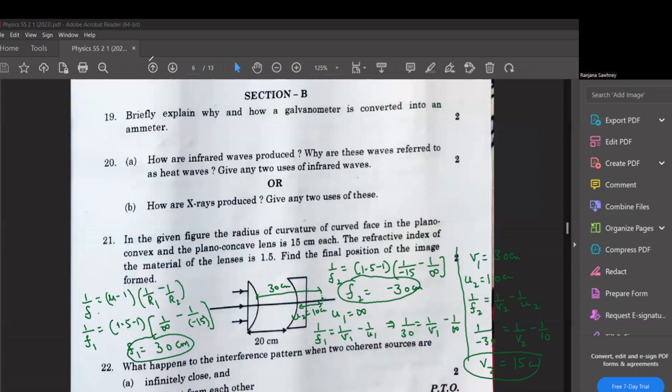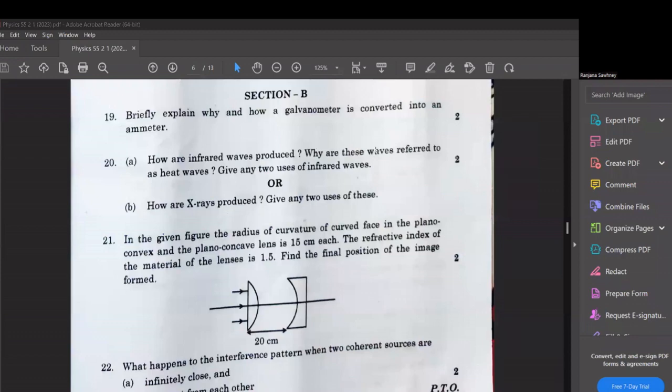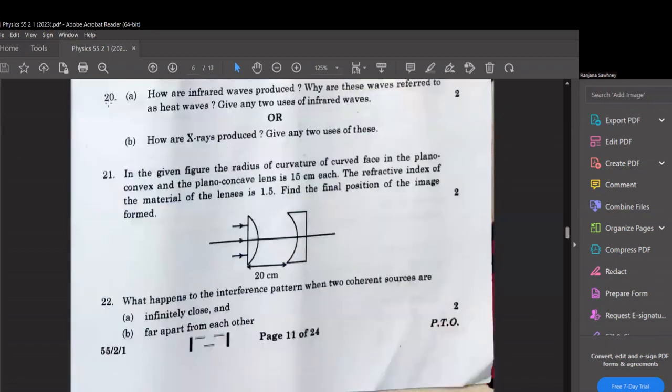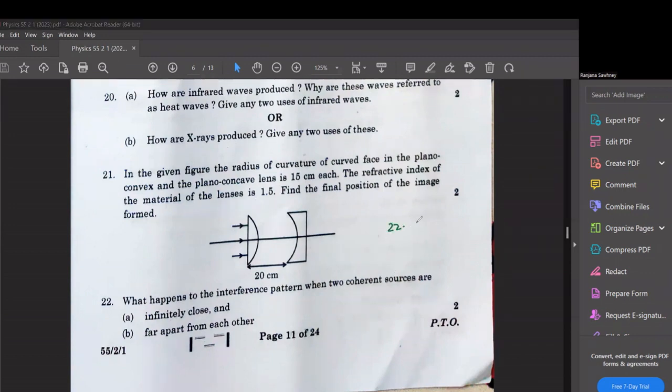Let's proceed to the next question, which is question number 22. What happens to the interference pattern when the two coherent sources are infinitely close to each other? We know that the fringe width is given by beta equal to lambda D upon small d. Infinitely close, so beta is inversely proportional to d. When d is very, very small, beta would be very large. That is, the fringe width will be very large.